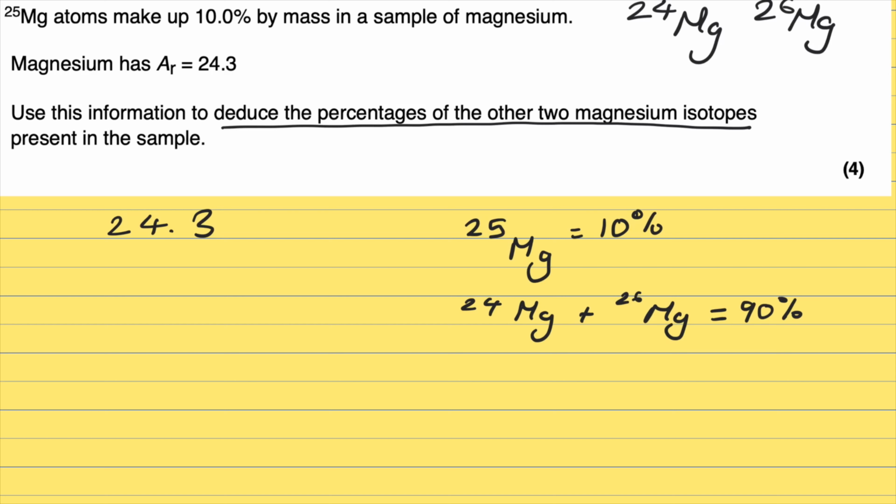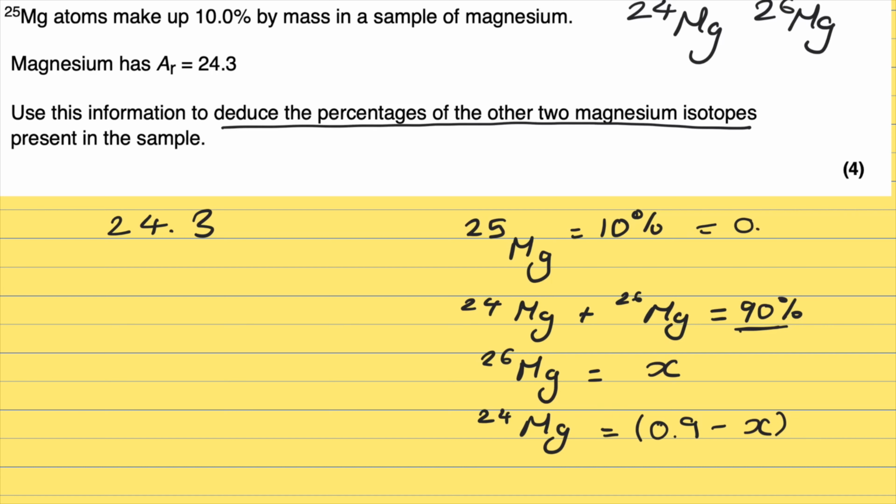So we could use X and Y, but that will confuse things a little bit. So what we can do is say that the 26 magnesium is going to be equal to X, and the 24 magnesium is going to be equal to 0.9 minus X. In other words, I've converted that percentage into a decimal, because that'll just make it easier. So this magnesium would be 0.1.